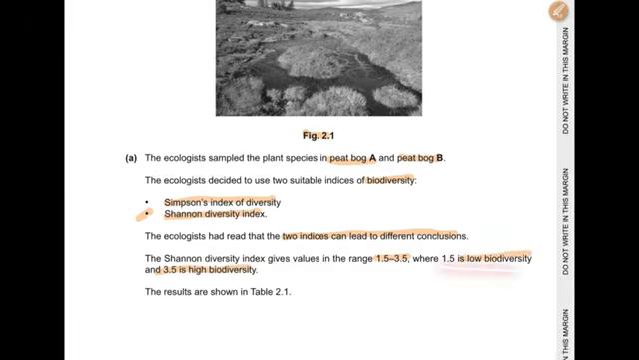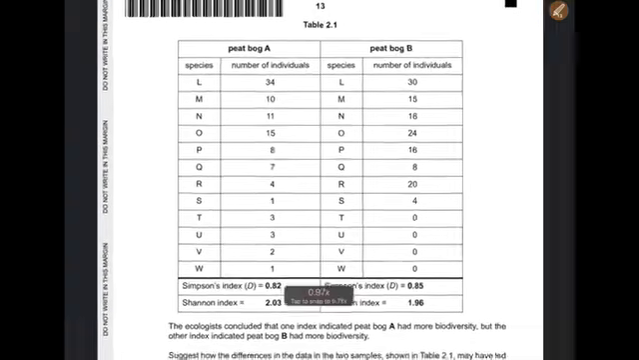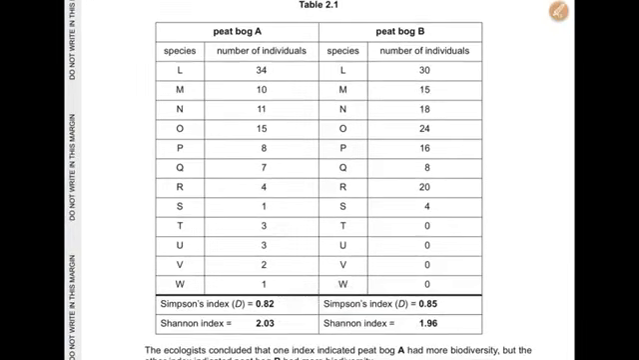Notice here that a lower number suggests low biodiversity, whereas a higher number suggests high biodiversity. Let's look at the table below. Okay, so this is table 2.1. You have peat bog A, one ecosystem, and then you have peat bog B.